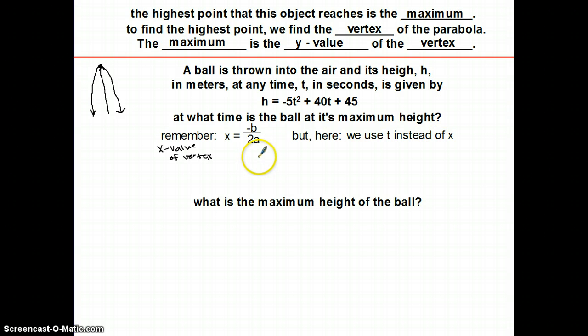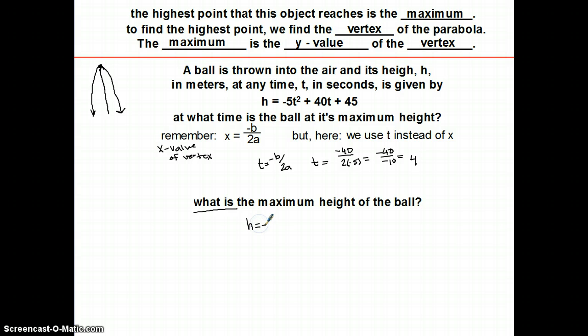So to find our vertex, I'm going to start off with t equals negative b over 2 times a. So I have t equals negative 40 over 2 times a, which is negative 5. So that gives me negative 40 over negative 10, which reduces down to a positive 4. So the t value at the vertex is a positive 4. Well, that's the time, but I want the height. So what I'm going to do, now that I've found at what time the ball is at its max height, is plug that back in to figure out what is the maximum height of the ball.